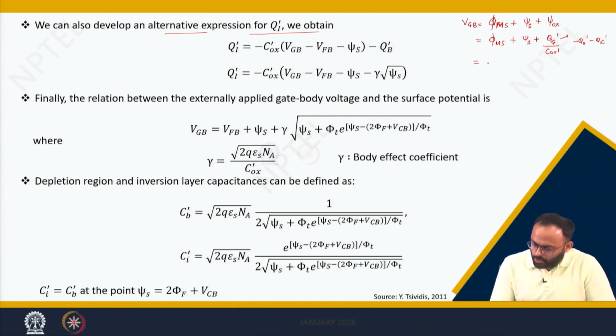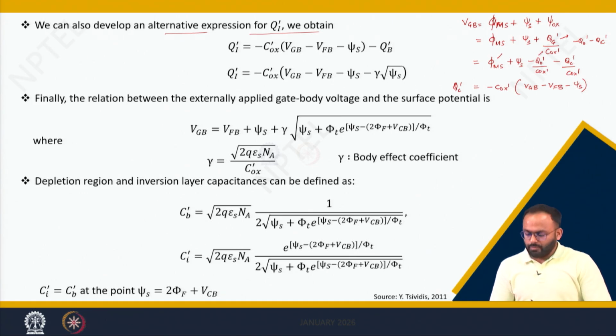By using all those terms, phi ms plus psi s minus Q naught dash by Cox dash minus Qc dash by Cox dash, you will get an equation for Qc dash, which is nothing but minus Cox dash into Vgb minus V flat band voltage minus psi s. So, this term plus this term is nothing but the V flat band voltage.